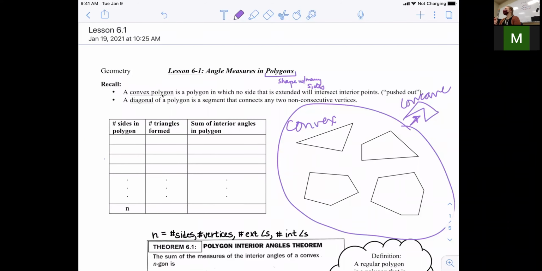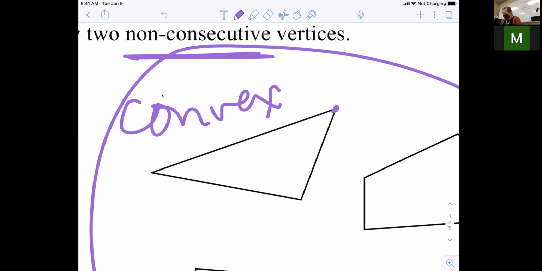The other vocab word you need to know is diagonal. You know what a diagonal is, but remember it's between two non-consecutive vertices, so it goes inside of the shape. The confusing part is you can't draw a diagonal in a triangle because if I were to go from one vertex to another, that doesn't go through the shape. That's just like a physical side of the shape. Same thing if I tried this vertex. That's another side of the shape. Same thing if I tried these two. There's no diagonals that we can draw.